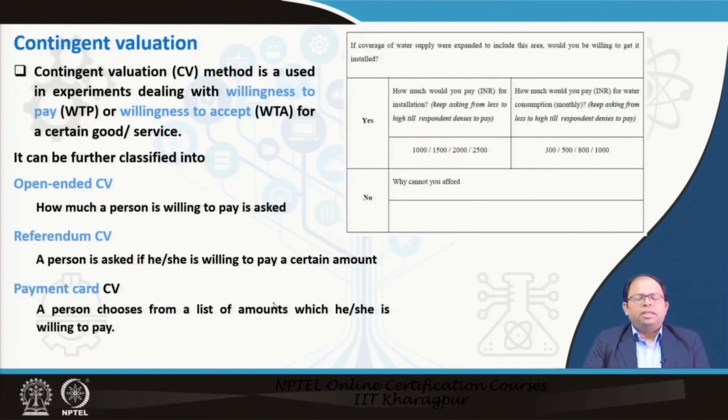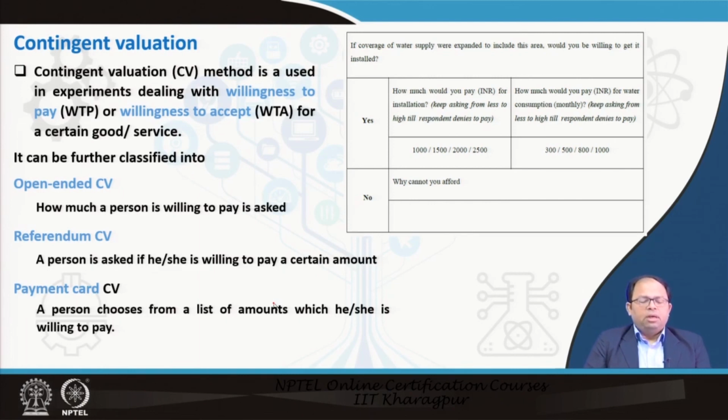Now looking into these two methods in detail, contingent valuation, which is also known as the CV method, is used particularly in experiments dealing with willingness to pay or willingness to accept a particular good or service. So we ask people, are you willing to pay a certain amount of money, or are you willing to accept a particular service at a particular cost or at a particular level. These are the options that we give to people, and people can choose. This is called contingent valuation, and this method could again be categorized into 3 types.